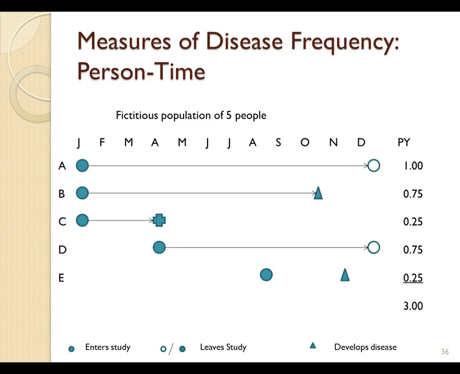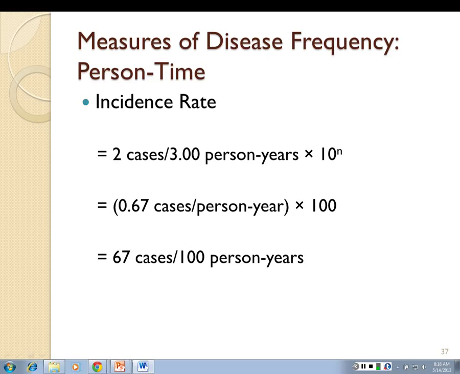Person D does not enter the study until April, but remains until the end of the year. So person D contributes 0.75 years of person time. And finally, person E enters the study in August, then develops the disease in November, therefore contributing 0.25 years of person time. Overall, we have a total of 3 person years for the study. So we can calculate the incidence rate by taking the 2 cases of incident disease, and dividing them by the 3 total person years in the study. We end up with 67 cases per 100 person years.